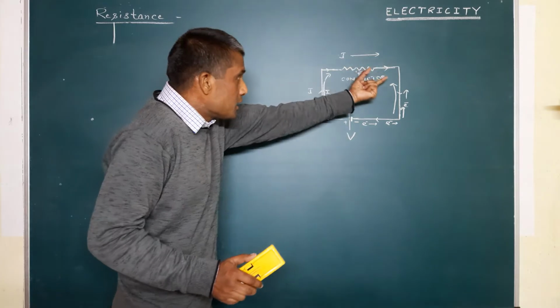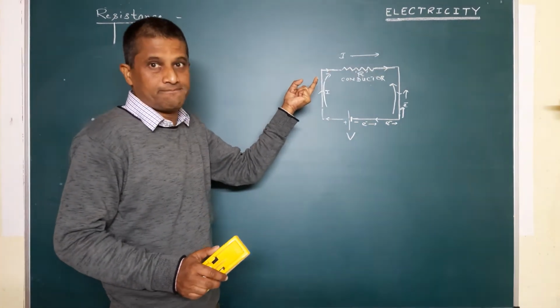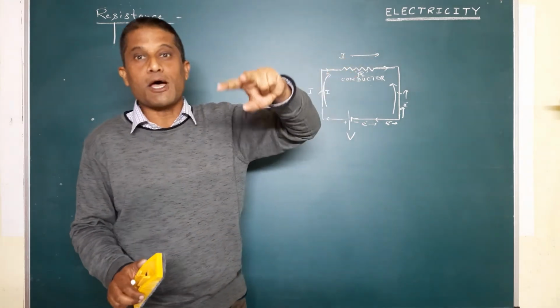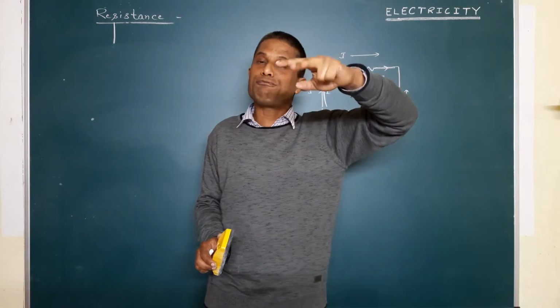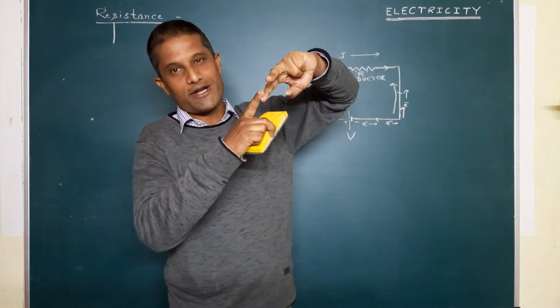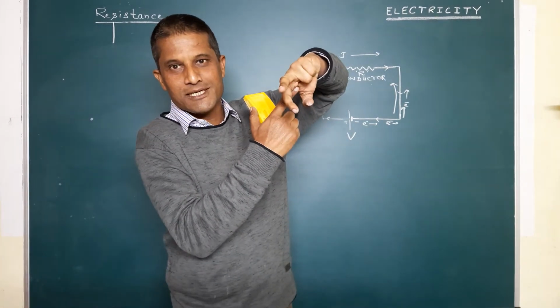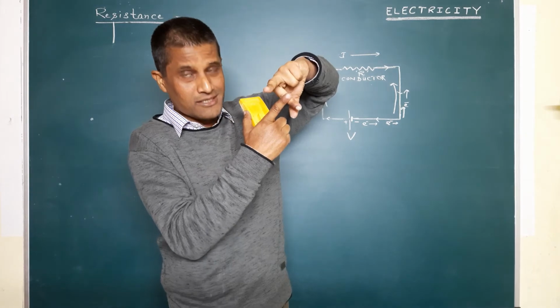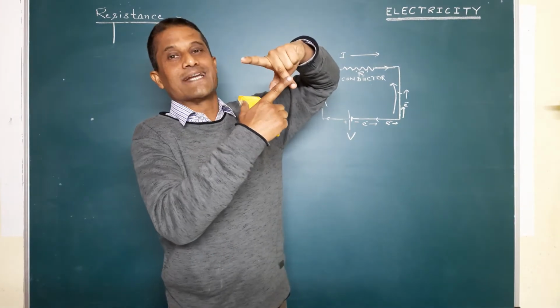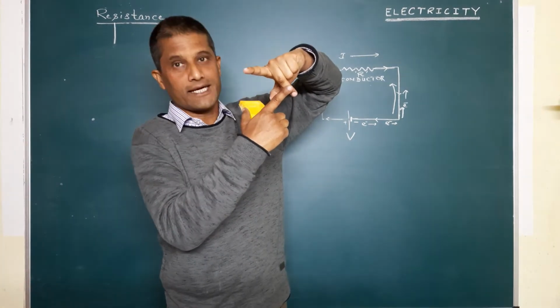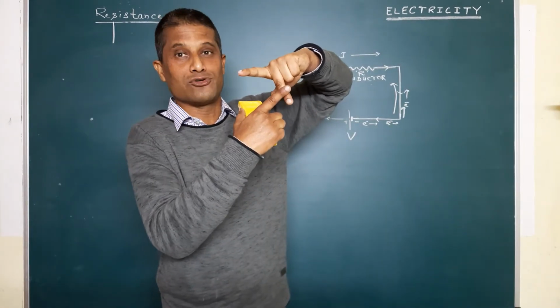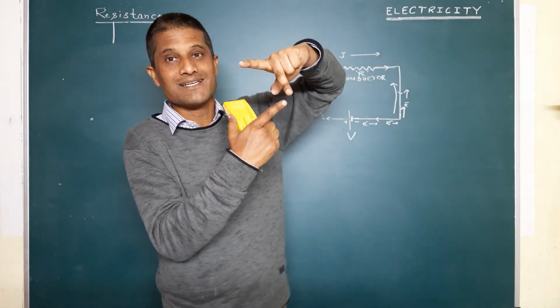So the rate of flow of electrons through the conductor depends upon the collective effect of both the quantities, that is the potential difference, which is going to encourage or motivate the electrons to go ahead, and the resistance of the conductor, which is going to discourage or demotivate the flow of electrons. That's what its quality is.